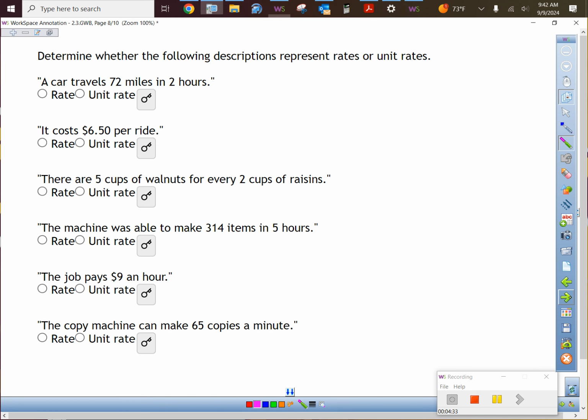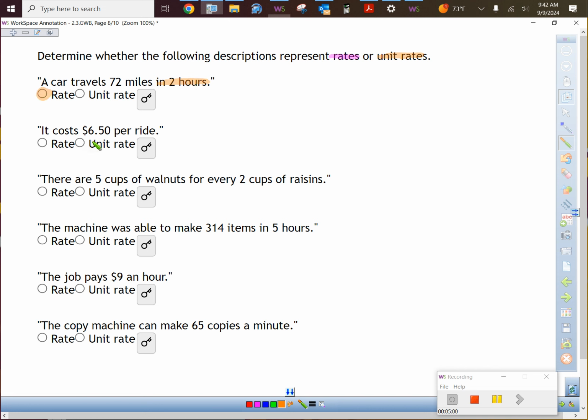So you don't have this on your worksheet, but I literally just snipped this out of homework to see if we can get a little help with it. It says determine whether this is just a rate or a unit rate. So a car travels 72 miles in, boom, that right there has to be 1. Is that a 1 or not? Not a 1? What do you think? Rate or unit rate? Unit rates have a 1 down there. Rate or unit rate? This is a rate, right?